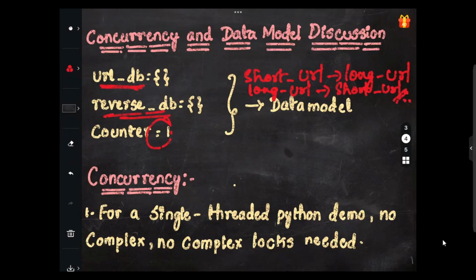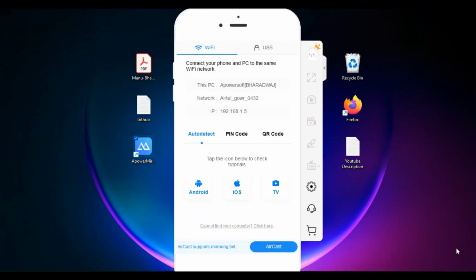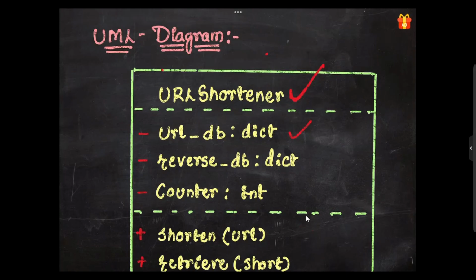Now let's move on with the UML diagram. Just look at this. We will be having the URL shortener class as the main one. Then we'll be going with a URL DB, and a reverse DB, both of which are dictionaries. This is fine.